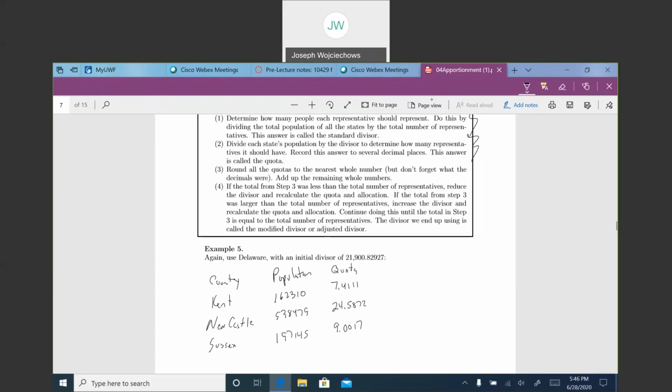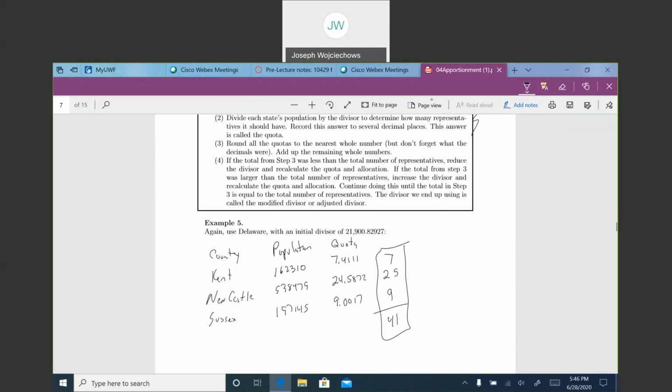7.4 rounds down to 7. 24.5872 rounds up to 25. And 9.0017 rounds down to 9, and I believe that totals 41. So that is our breakdown. And I believe that was the same as we received before. So that one's not too difficult unless it doesn't come out right.